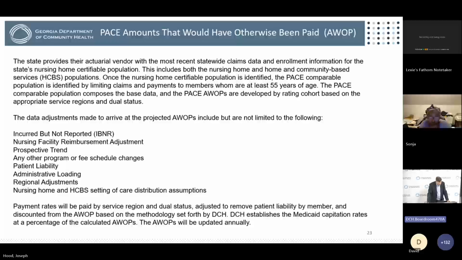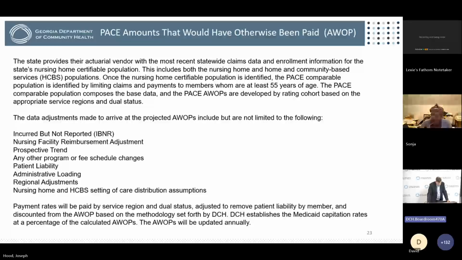The data adjustments were made to arrive at the projected AWOPs to include but not limited to the following: incurred but not reported claims, nursing facility reimbursement adjustments, prospective trend of claims and medical needs, any other program or fee schedule changes, patient liability, administrative loading, regional adjustments, and then nursing home and home community-based service settings of care distribution assumptions. The payment rates will be paid by service region and dual status, adjusted to remove patient liability by member and discounted from the AWOP based upon the methodology set by the Department of Community Health.